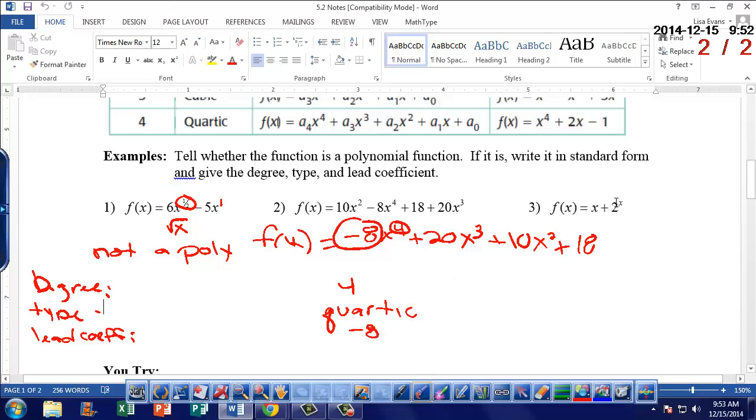Now let's look at this problem. Look at what this exponent is. This exponent is a variable, so it's not a polynomial function.